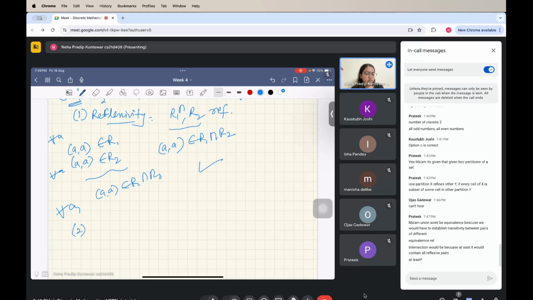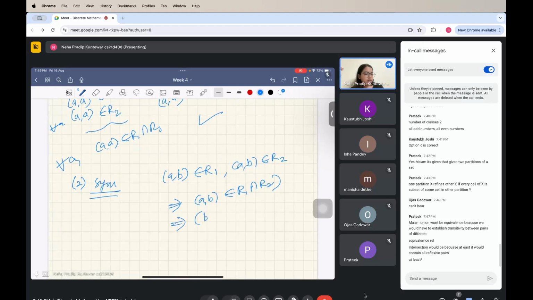By the same idea, you can also show that it is symmetric, because if AB is in R1 and AB is in R2, then this implies that AB is in R1 intersection R2, but this would also imply that BA is in R1 intersection R2. This is because R1 itself is symmetric, so BA is in R1, and R2 is also symmetric, so BA is in R2, and by the intersection property you would end up getting that BA is in R1 intersection R2. This is for all AB. So this is also symmetric.